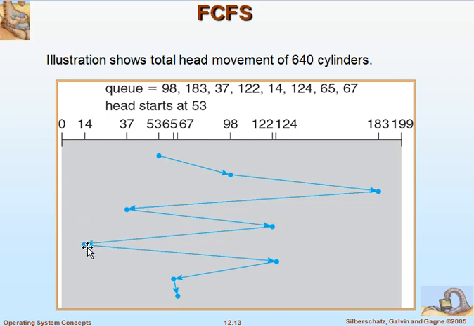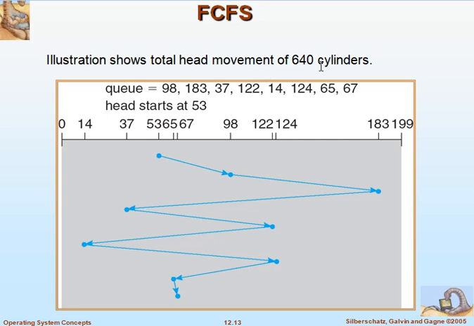Okay, that is the 14, and from 14 it will go to 124, and from 124 it will go to 65, and from 65 the last request is 67. So how is the scheduling done in this case? Whichever request comes first will be served first. That is FCFS.